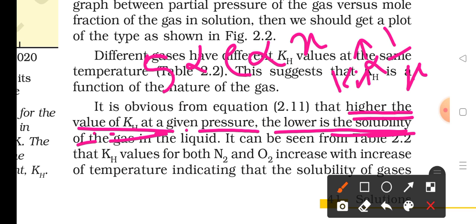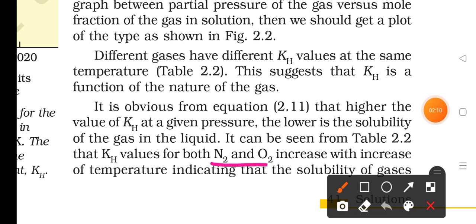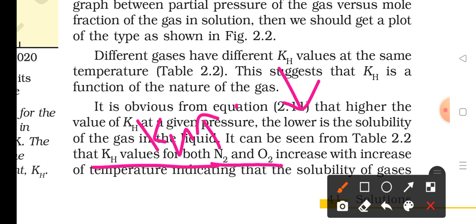The K_H values for both N2 and O2 increase with increased temperature. When temperature is increased, the value of K_H for N2 and O2 increases. With temperature, since K_H is increased, solubility obviously decreases. Maybe you understand my point. With temperature, K_H is increased, that means X, the mole fraction, is decreased, that means solubility is also decreased.